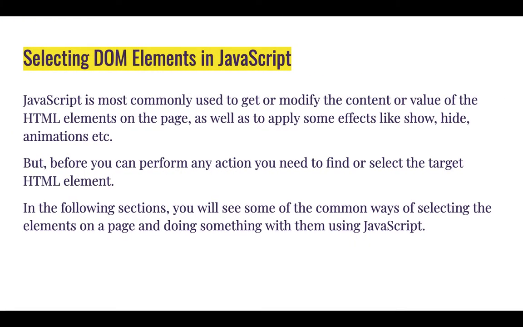JavaScript is most commonly used to get or modify the content or value of the HTML elements on the page, as well as to apply some effects like show, hide, animations, and so on. But before you can perform any action, you need to find or select the target elements first. In the following sections, you will see some of the common ways of selecting the elements on the page and doing something with them using JavaScript.